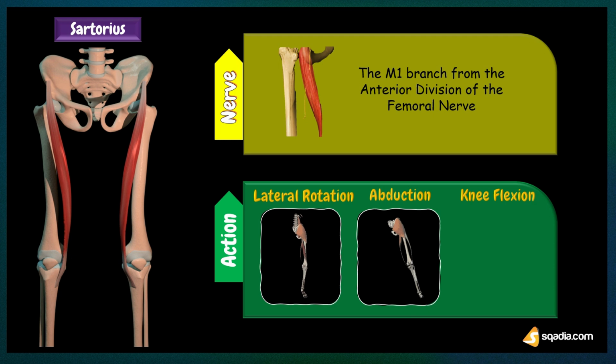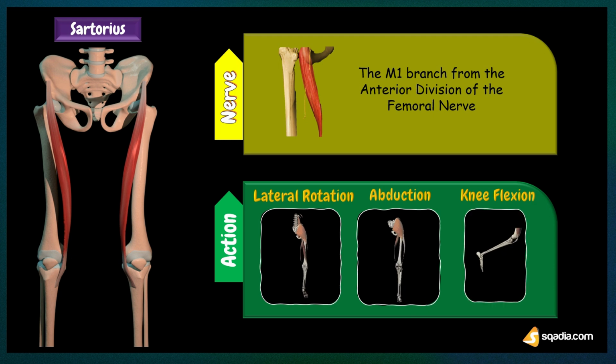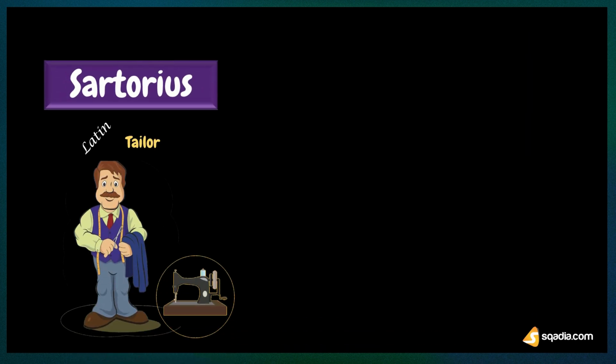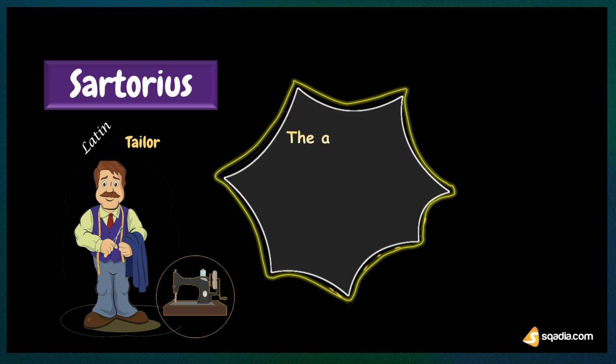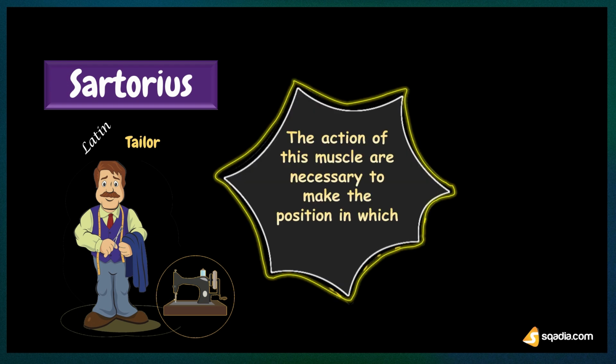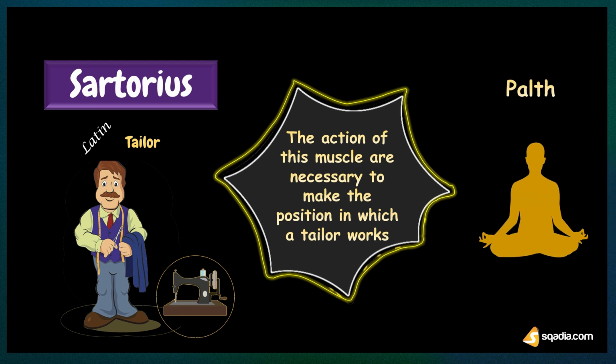This muscle is an abductor and lateral rotator of the thigh, as well as a flexor at the knee joint. I mentioned that the word sartorius is a Latin word meaning tailor. You can remember the action of this muscle by keeping in mind that these actions are involved in assuming the position in which a tailor works, such as the padmasana posture used during prayer sessions also.